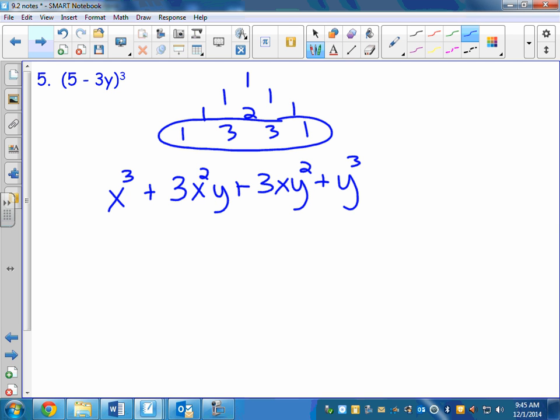But again, how is this different than the last one? We have to plug in for both x and y. So I always make x the first term and y the second term. So now my x is 5. Sorry, I was going to write x there. And my y term is -3y. So the y is still going to stay in there, but I also have to put a -3 in there. So this is now my y term.